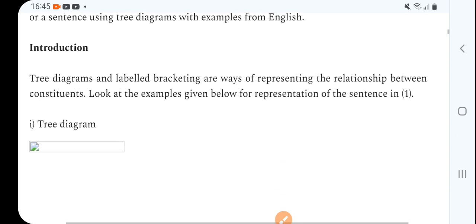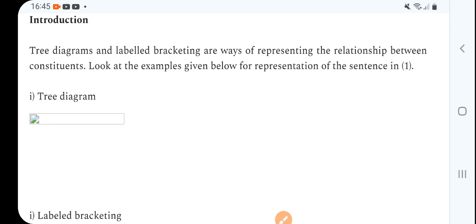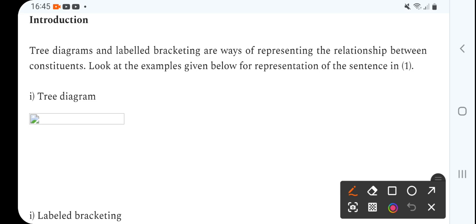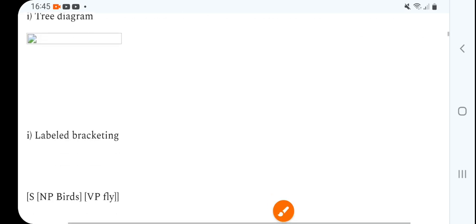Now, what is a tree diagram? Tree diagram and labeled bracketing are ways of representing the relationship between constituents. So ultimately, what are tree diagram and labeled bracketing? They are ways of representing the relationship between constituents. So that is very important, relationship between constituents. So let us see the first example.